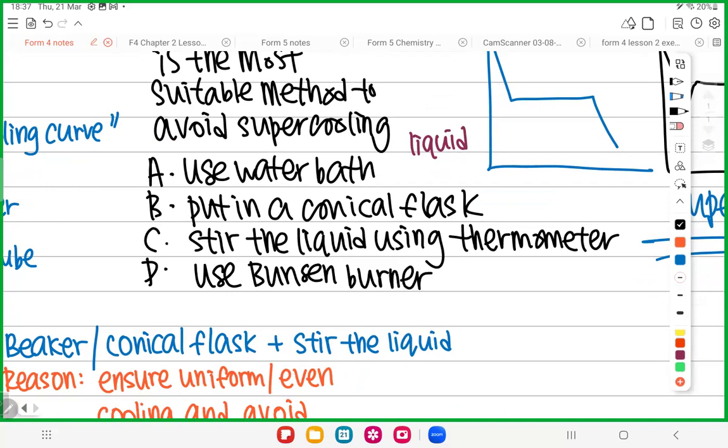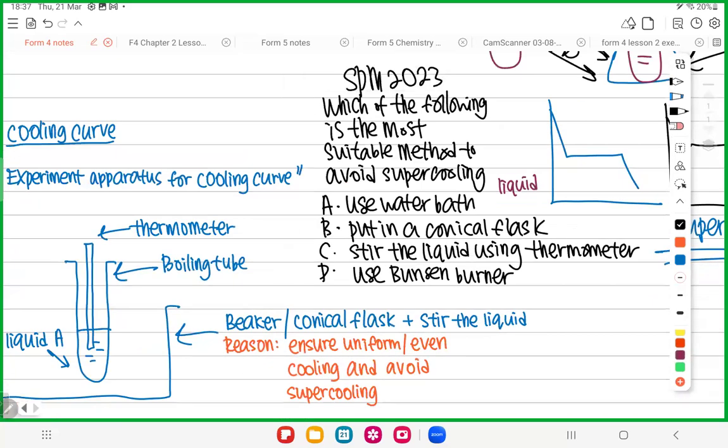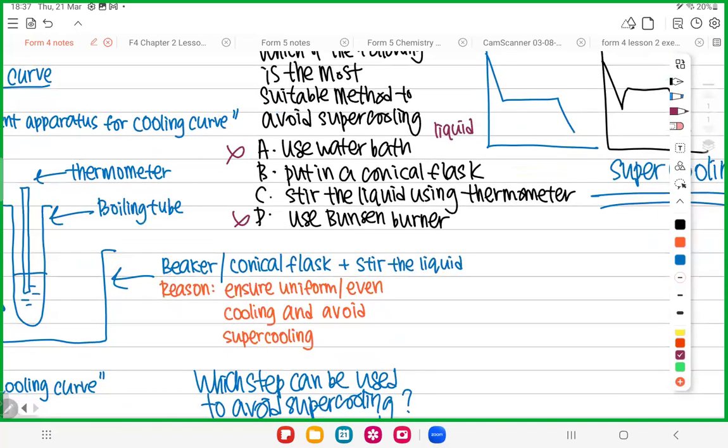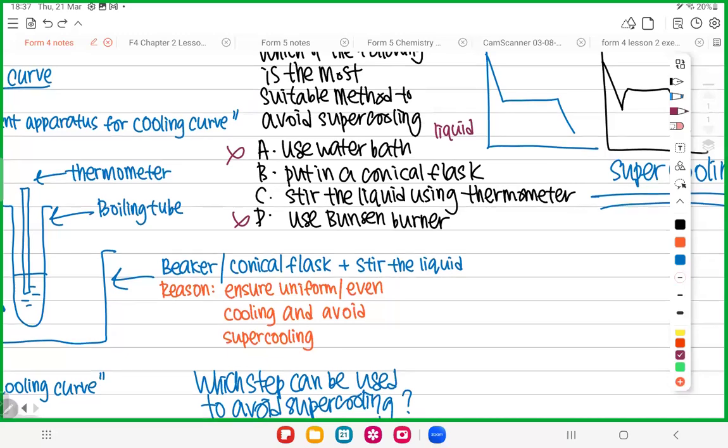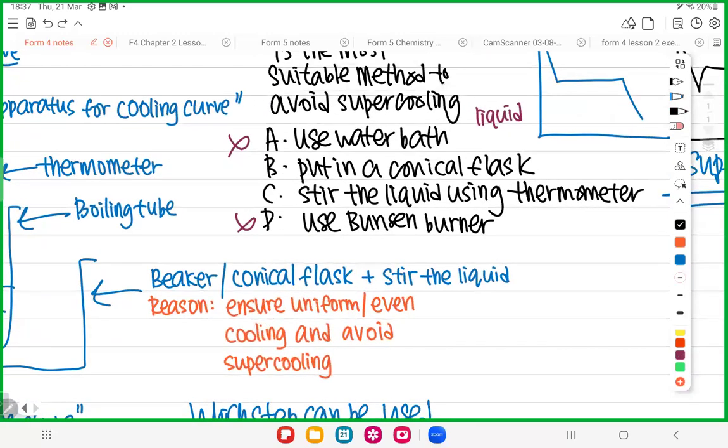First of all, among the four answers, which one is the most impossible? A and D, because a water bath and a Bunsen burner are used for heating, not cooling. So A and D are the worst answers you can choose. Answers B and C, the conical flask and stirring the liquid, both help us ensure uniform cooling and avoid the supercooling process. But in this case, they ask you to choose the best answer.